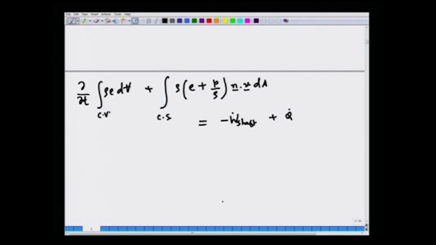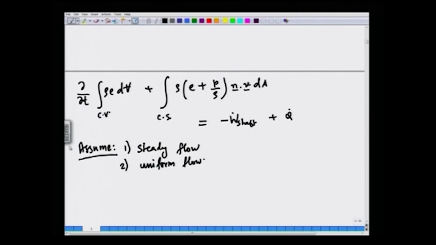We will further simplify it by assuming certain things, that is, uniform flow. First, we will assume steady flow, uniform flow, where the properties are uniform across the inlets and outlets of the control surface, so that the integrals can be simplified. We will of course relax this assumption a little later, and so we will try to simplify this energy equation for the special case of uniform and steady flows, wherein you will get a summation.